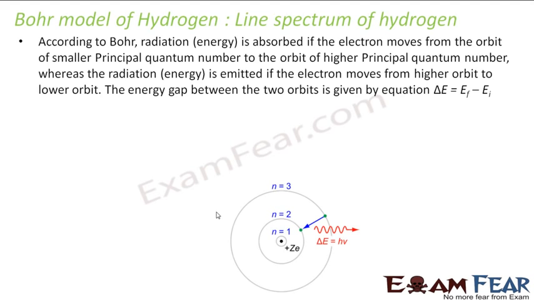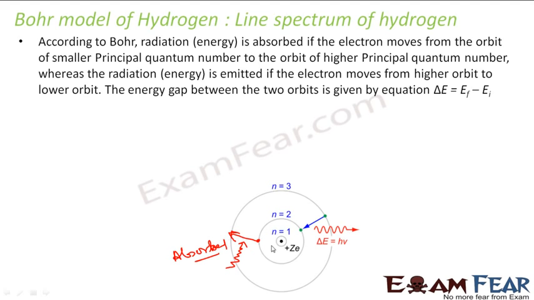So as I told earlier, according to Bohr, energy is absorbed if an electron moves from an orbit of smaller quantum number to a higher quantum number. For example, from here it moves to here. So in this case, energy is absorbed. And if it is going from higher to lower, energy is emitted. If you see, energy is emitted, right? So I'll say energy is absorbed here, energy is emitted here, and this energy gap is nothing but E final minus E initial.